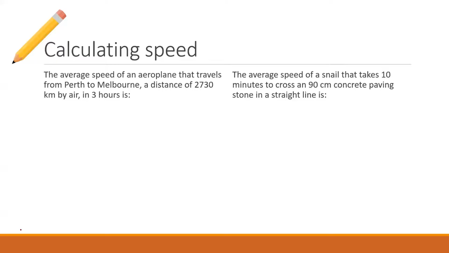I'd like you to copy it down. You don't have to, if you want to just copy down the working out, that's okay, but I'd like you to get this written down. I might give you guys a second to do that too. The average speed of an airplane that travels from Perth to Melbourne, a distance of 2,730 kilometers by air, in 3 hours is.